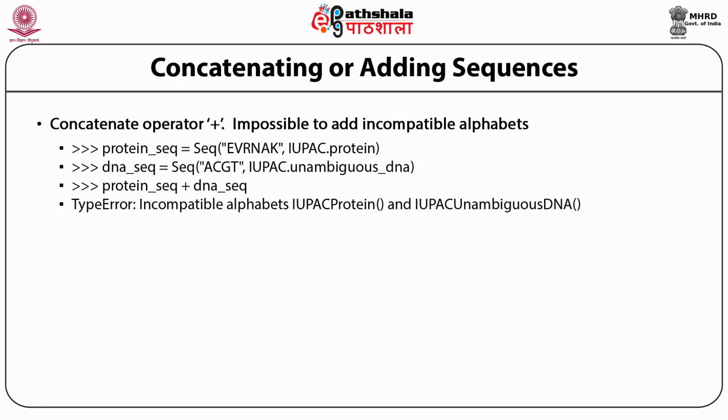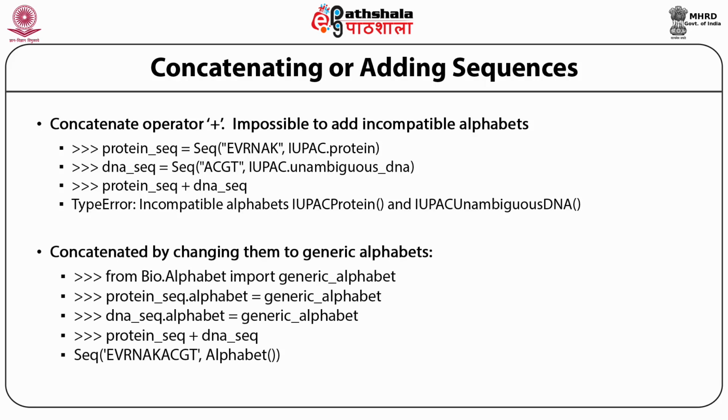But if at all, for a very specific purpose, you want to surely add both of these alphabets, then you will have to convert the alphabet information to generic alphabet, and then it is possible to add. So here, if I want to do that, in very rare cases, we just have to say from Bio.Alphabet import generic_alphabet, and then you create your sequence object with generic alphabet as your ID, and then add both of them. So that is what has been explained in this slide.